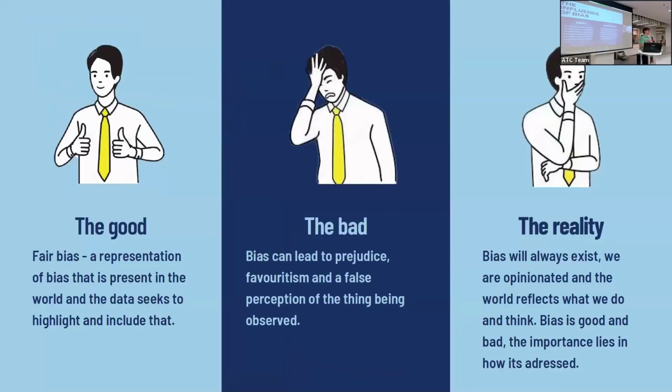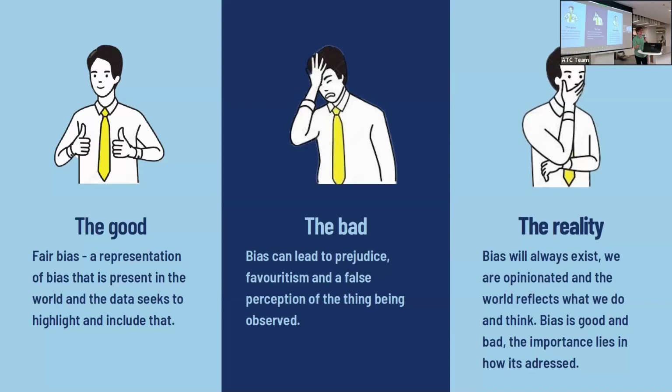The good, the bad, and the reality of bias. The good is that you have something called fair bias, which means that it's representation of the bias in the real world. So if you're applying a model to a real world and you claim that you have fair bias, it's because the world around you is biased or the domain is biased in itself. The bad, of course, is that it is bias. So it means there is some form of prejudice that could lead to favoritism or just ulterior motives because you have that bias. And it can distort views, as well as not so much your opinion on something.